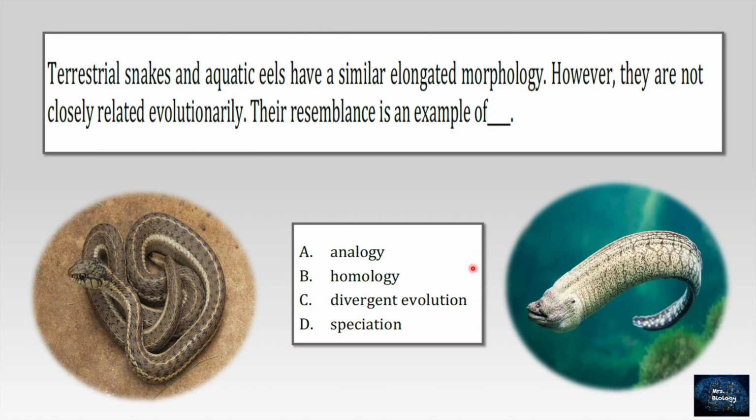Moving to A and B, analogy and homology. Actually, this is related to the structure. Analogous structure and homologous structure. What is the difference? Analogous structure, the two different structures, they look like each other, but they perform different functions. What about homologous structure? They don't look like each other, but they perform the same function. So if we look at the examples that we have, we will find that the terrestrial snakes crawl on the ground and the eels swim, so different functions. That means the right choice here is A, analogy.